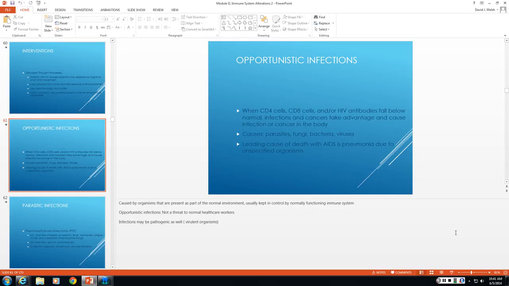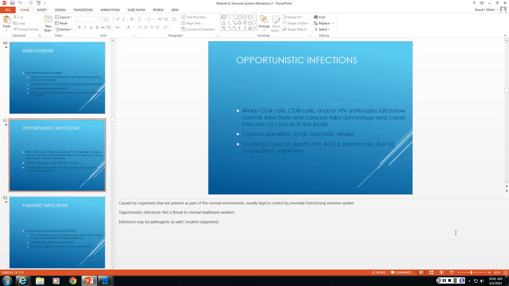Now, opportunistic infections you're going to need to watch for. These are caused by organisms that are present in the normal environment. Like we talked about, they're going to have a compromised immune system, so the normal infections that our bodies fight off every day, that are nothing to us, are going to become deadly for these people.